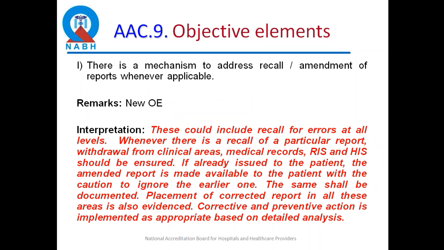Similar to the lab, AAC 9 is talking about the recall mechanism. So if there's an error which has happened, then we must have a mechanism to recall it and a CAPA. So you can go to the lab or go to the imaging center, and when you're doing the assessment, ask them, where's your recall policy? Have you had any incident of recalling for errors? Are errors reported firstly as an incident?